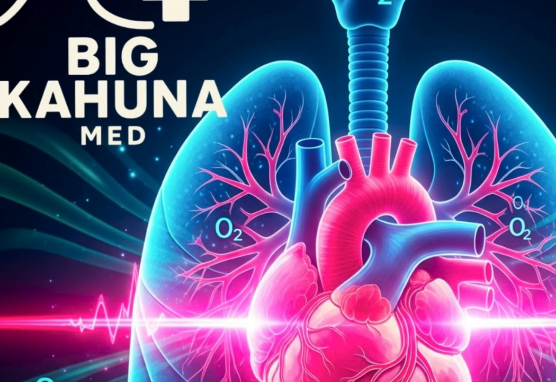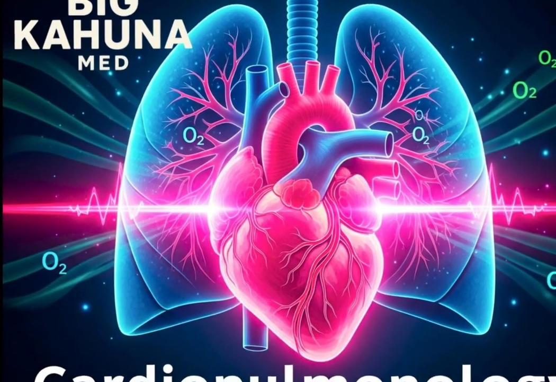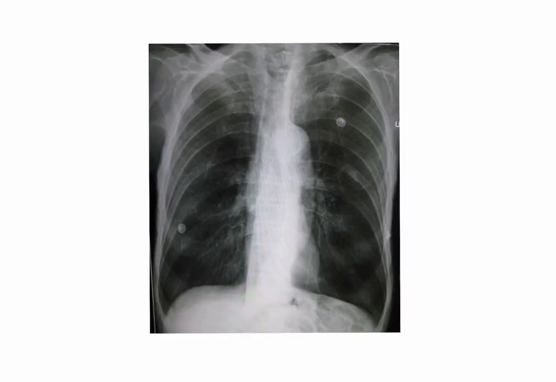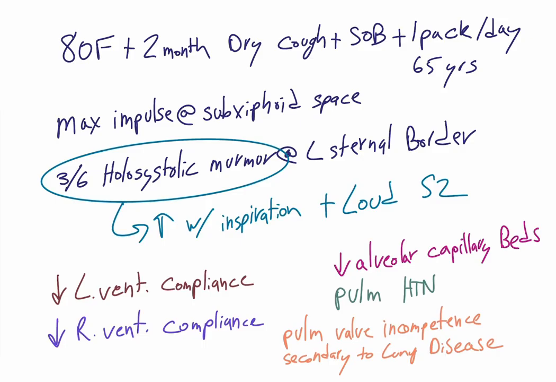Let's get it. If I was to give you an 80-year-old female with a 2-month history of dry cough, some shortness of breath, she'd been smoking for over 60 years. Her cardiac maximum impulse is at the subxiphoid space. She also has a 3 out of 6 holosystolic murmur at the left sternal border. And I give you the following radiograph. I then present you with these option choices. I also inform you that her holosystolic murmur increases with inspiration. She also has a loud S2. Now, of the option choices, which would you pick?